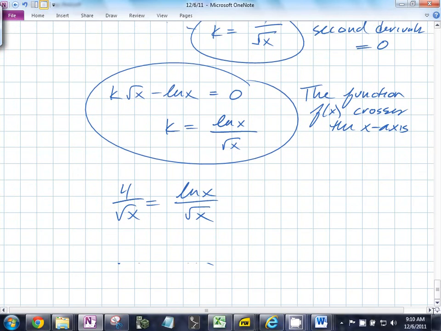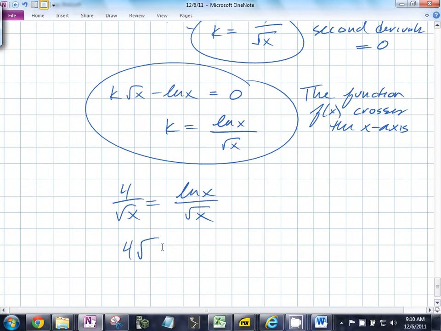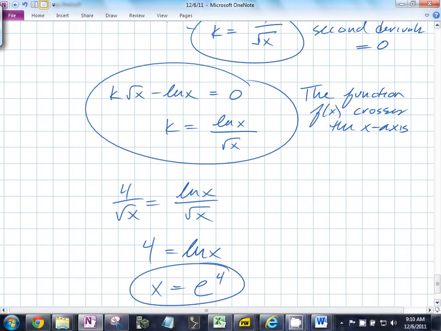But we want the k value, right? It's asking for the k value. So k is equal to 4 over the square root of that. This is a hard question. This is not easy. How many points? I think it's 3. No, it's not.